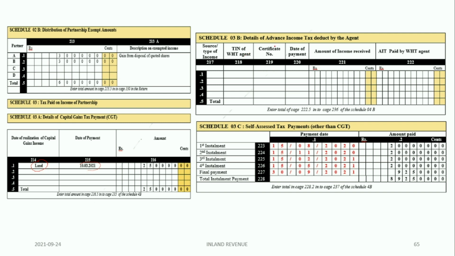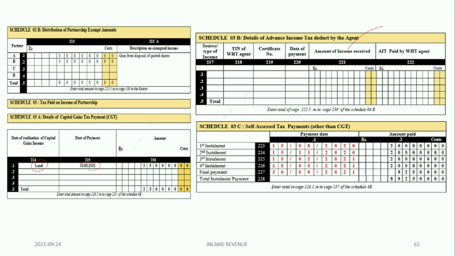Then the details of advance income tax deducted by the agent. Now here, if the partnership gives consent to an outside person to deduct tax based on their payments like interest or dividend, if they ask a financial institution or the companies, based on their income, if they deduct advance income tax as a withholding tax, that amount you can include under this schedule 3B. But according to the information, advance income tax has not been deducted by any agent of the partnership, therefore there are no details under schedule 3B.